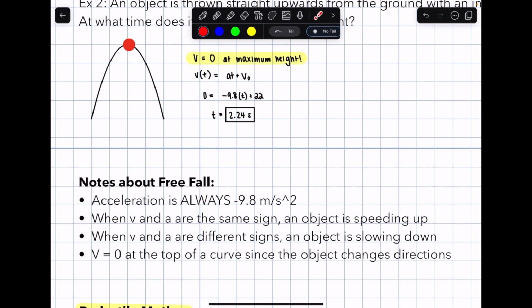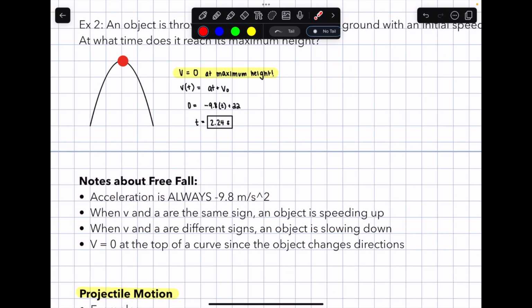And the last thing is what we just covered. At the top of a curve, because the object is changing directions, v naught or v will always be equal to zero. Now, changing directions means that it's going up and then now it's going down. And whenever a direction change happens like that, velocity always has to be equal to zero. Now, this is explained more also in our AP Calculus videos if you want to check that out. But for now, that's all you basically need to know for free fall.